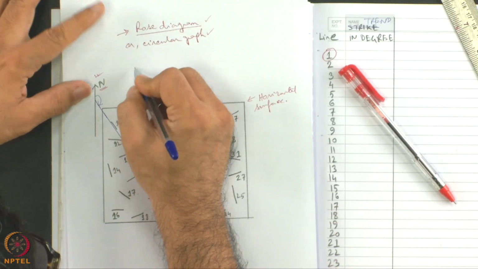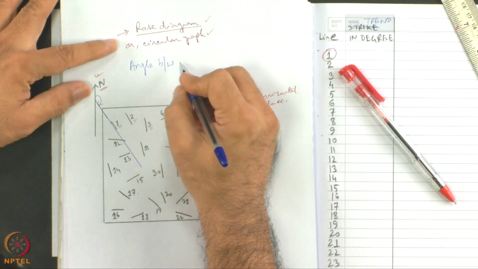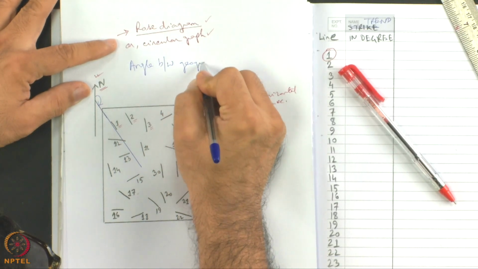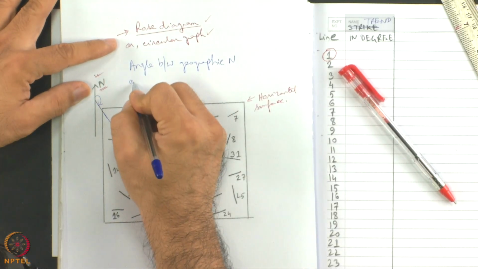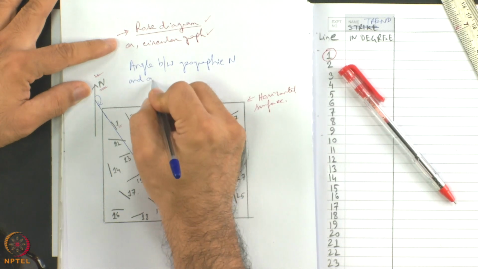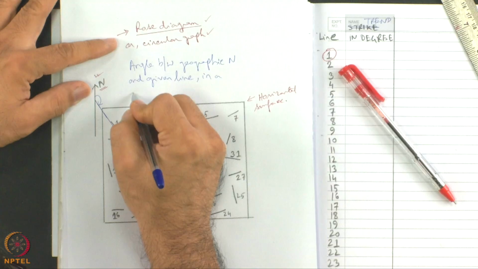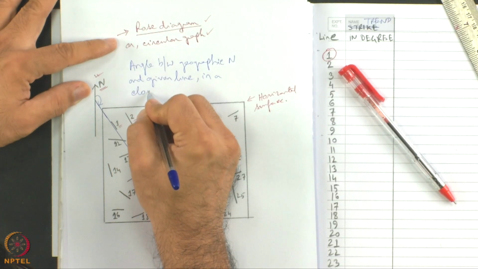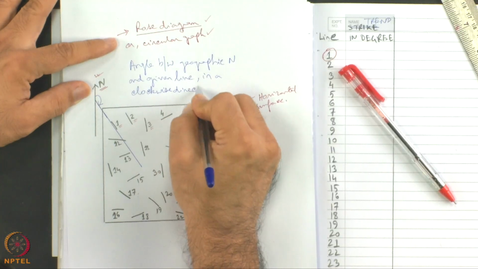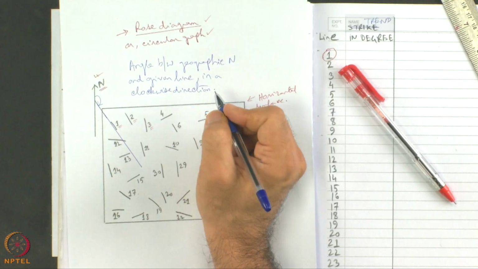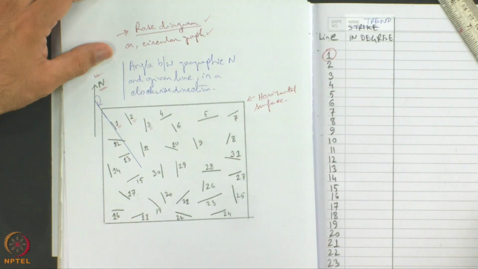What I am asking is to find out the angle between geographic north and the given line in a clockwise direction. This is the most common way of presenting the trend of the lines.